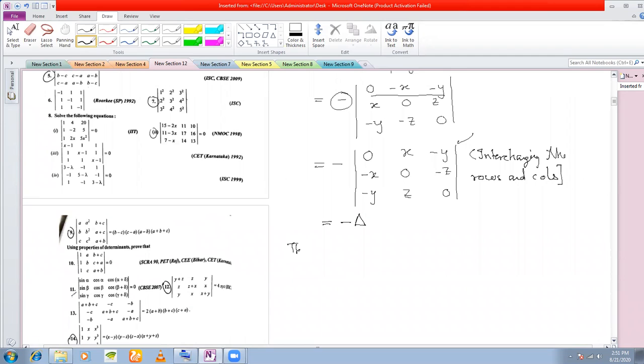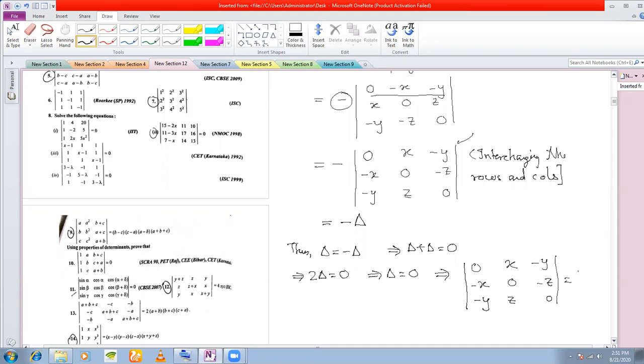Thus, delta is equal to minus delta. That means delta plus delta is equal to 0. That means 2 delta is equal to 0. That means delta is equal to 0. That means what was delta? Delta was this determinant. The given determinant 0, minus x, minus y, x, 0, z, minus y, minus z, 0 is equal to 0. Proved.